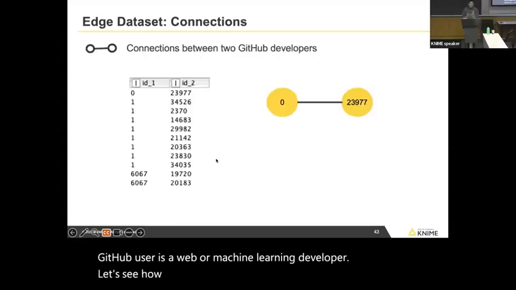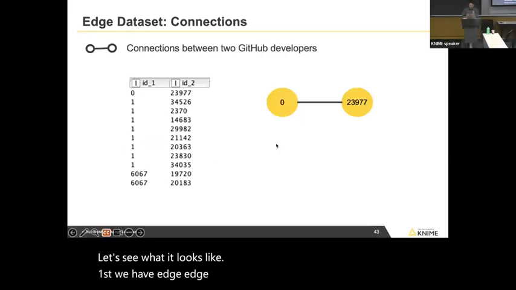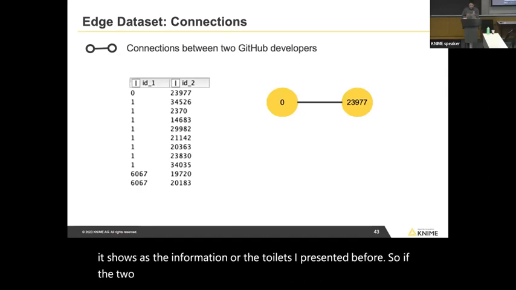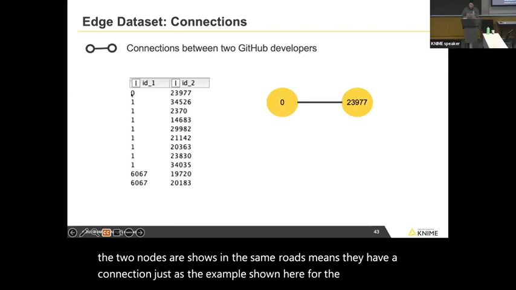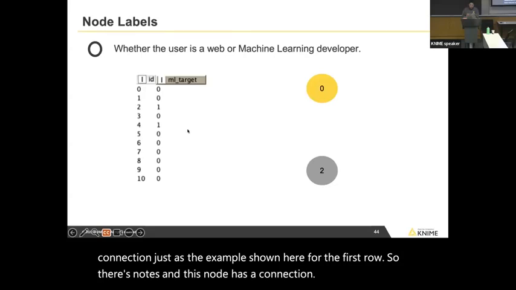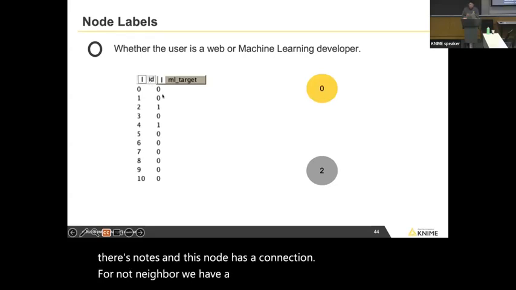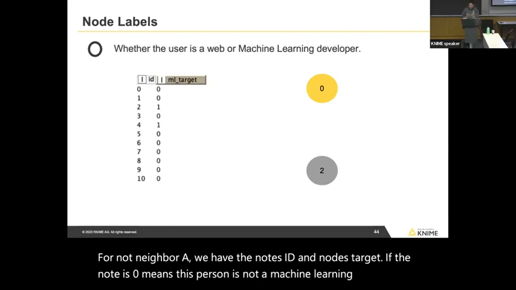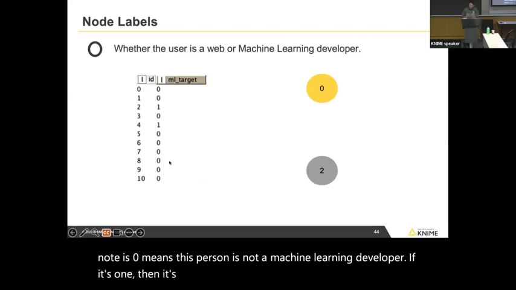Let's see what the data set looks like. First, we have an edge data set. The edge data set represents the connections, just like the toy data set I presented before. If two nodes show up in the same row, it means they have a connection, just as the example shows here for the first row. So this node and this node have a connection. For node neighbor, we have the node's ID and the node's target. If the node is 0, this person is not a machine learning developer. If it's 1, then it's the other class, which means it is a machine learning developer.